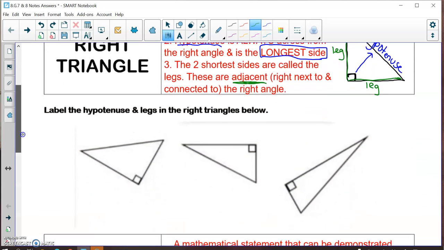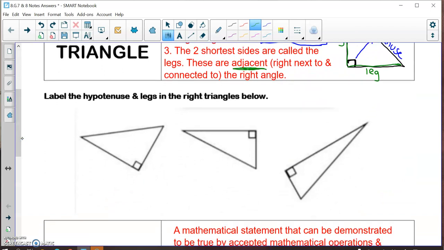So we're going to practice labeling the hypotenuse and the legs in the right triangle below. So the hypotenuse, remember, find your right angle. The hypotenuse is right across from it. We're going to use H for hypotenuse and L for legs. So if this is the hypotenuse, then this means that this is a leg and this is a leg. Those legs are connected to, or touching, the right angle.